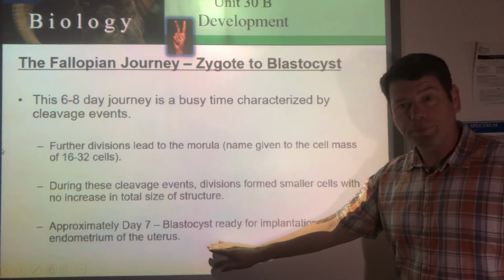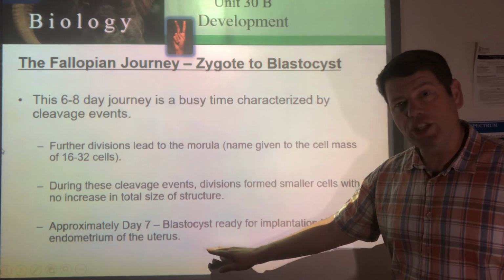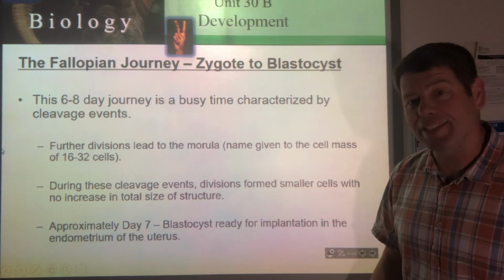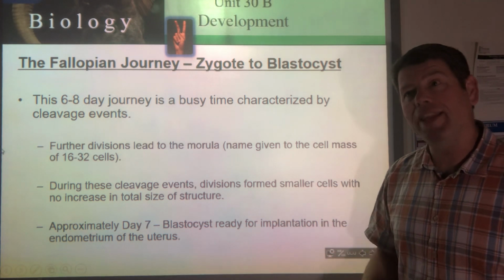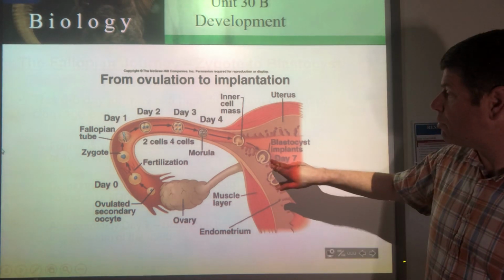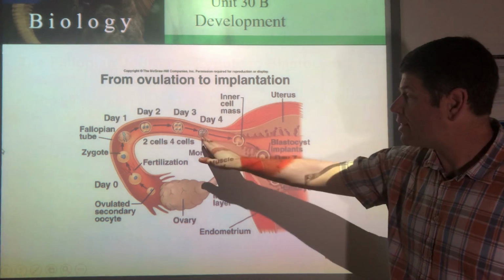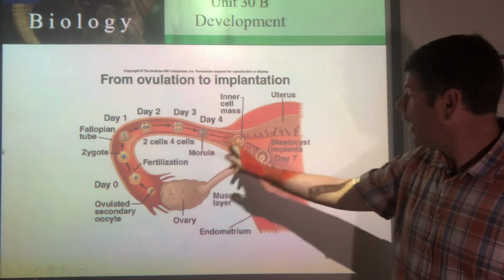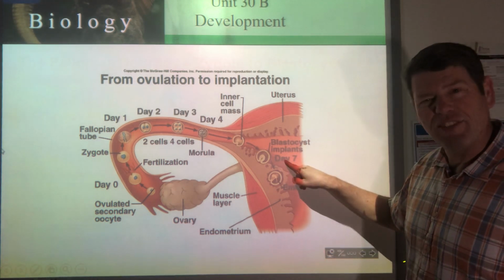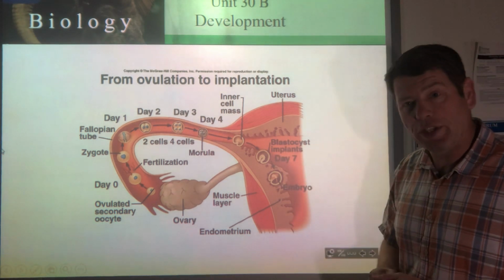By day 7, after more division and some specialization of cells, which we'll get to in a minute, the morula becomes what we call the blastocyst. And when it's a blastocyst, we're now at the uterus. So we would be right here, there's that morula at about day 4, cell mass size about 16 to 32 cells. When entering the uterus, it becomes the blastocyst, and that's about day 7, so about 1 week. And that's when implantation is going to occur.